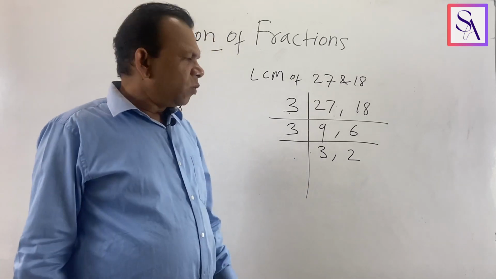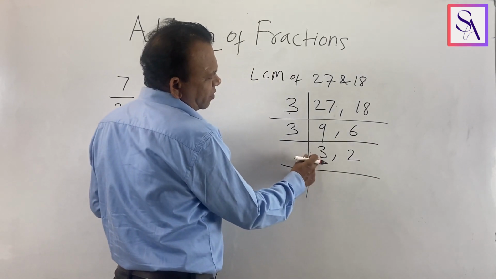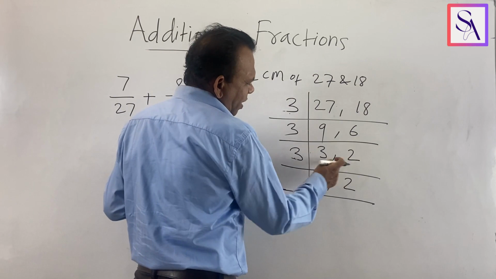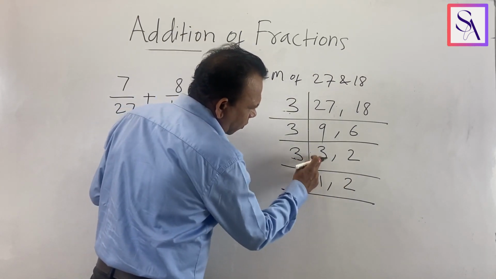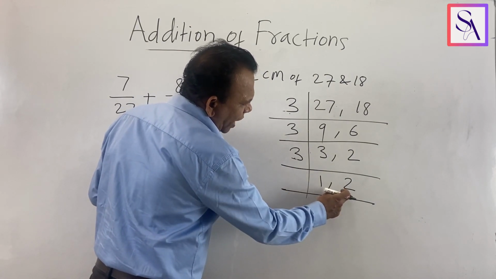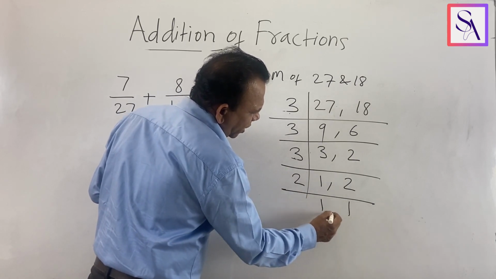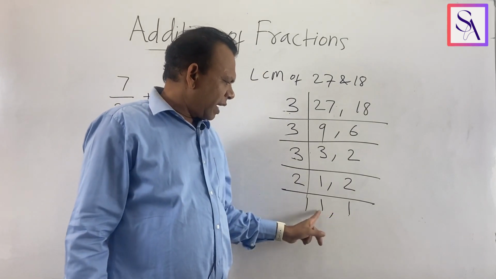So then what to do? In LCM, you have to take whatever balance is there. 3 is balance, so you divide by 3. 3 1s are 3. So 2 is not divisible by 3, so I will write 2 as it is. Now 1 is here, so no need to worry about this term now. So 2, I have to make this 2 a 1, so I will divide by 2. 2 1s are 2. Again 1, 1 is there. So in LCM, our aim is to bring 1, 1 at the end.